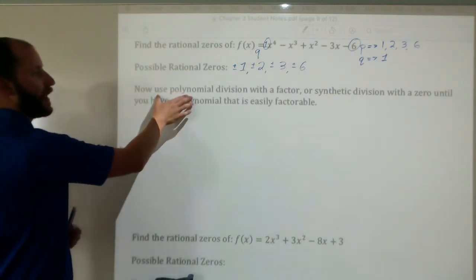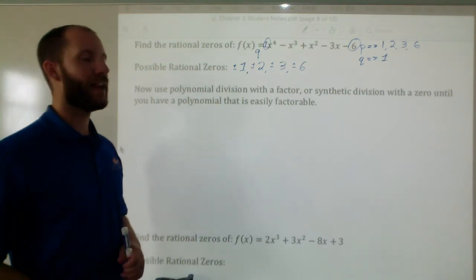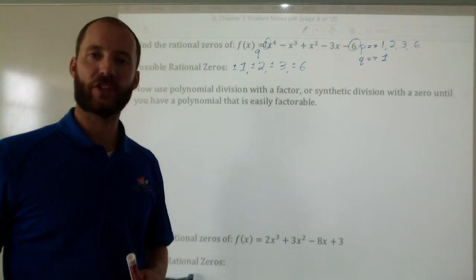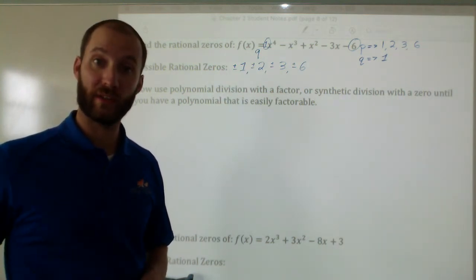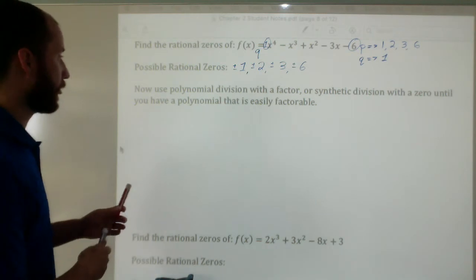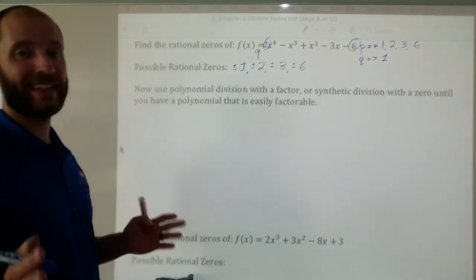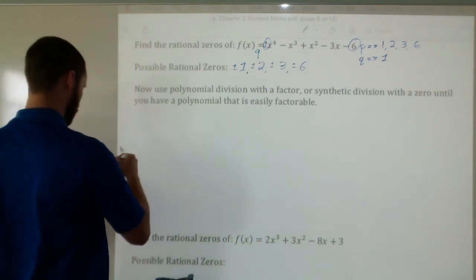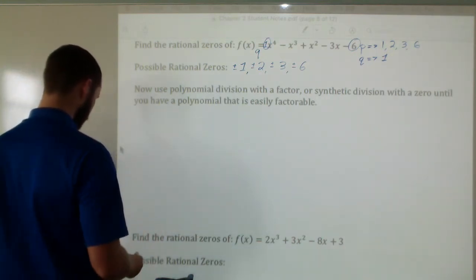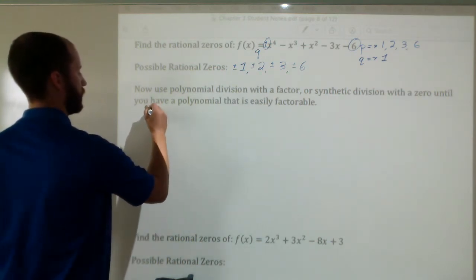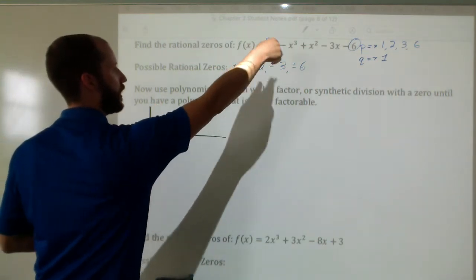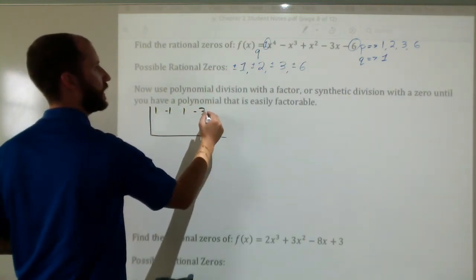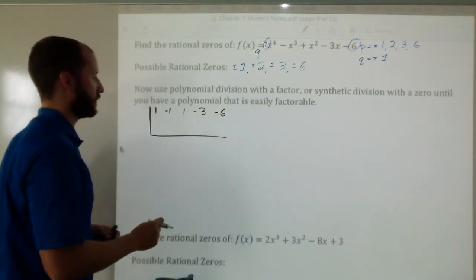So now it says use polynomial division with a factor or synthetic division with a 0. Well, we just generated a list of possible zeros, so it's kind of a trial and error. Pick a number you think looks good and see if it works, okay? And it works if it divides evenly. You get a remainder of 0. So I'm going to use synthetic division, so I'm going to set that up. Let me copy all these coefficients down: 1, negative 1, 1, negative 3, negative 6.